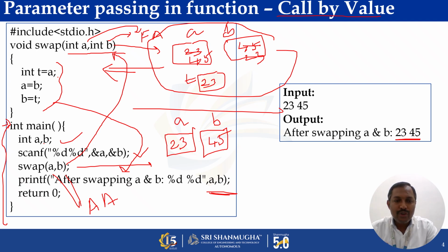Here, the value of the actual arguments is just copied into the formal arguments. Whatever changes we are doing here will not reflect in the actual arguments. This is the concept of call by value.